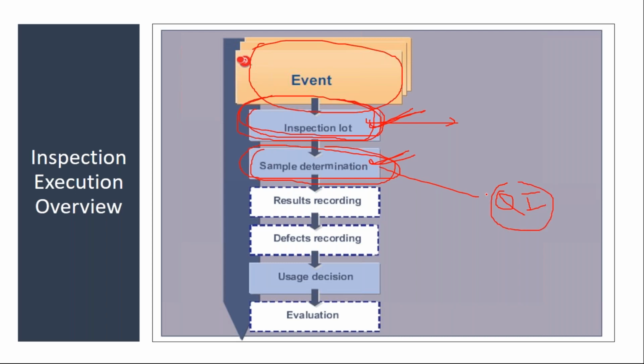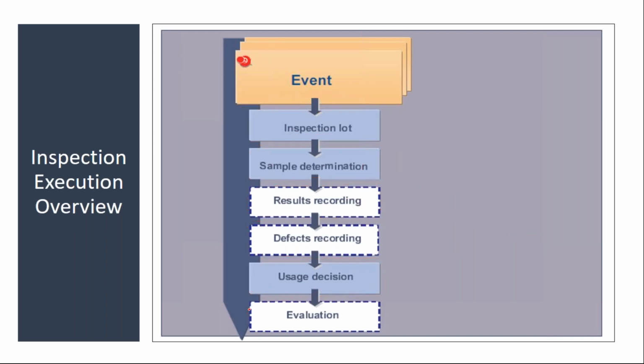Once he performs the quality inspection, he will come to the system and do the results recording. Results recording is nothing but entering the actual quality results in the system. If there are any defects, they will do defect recording. This is optional. After that, the usage decision, followed by the stock posting. So this is the total end-to-end process flow, which we will see in the system.